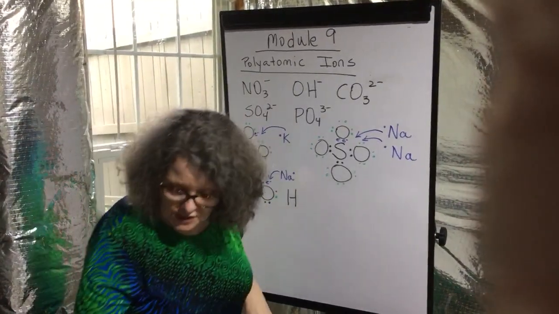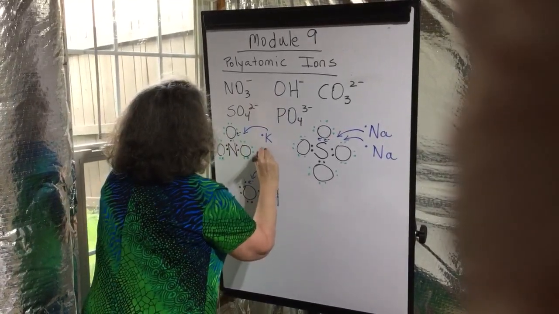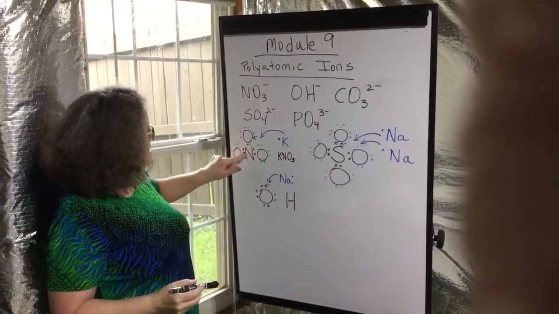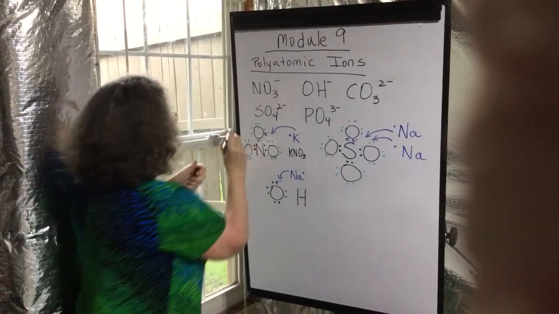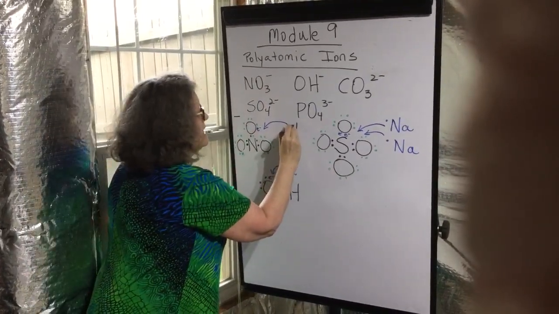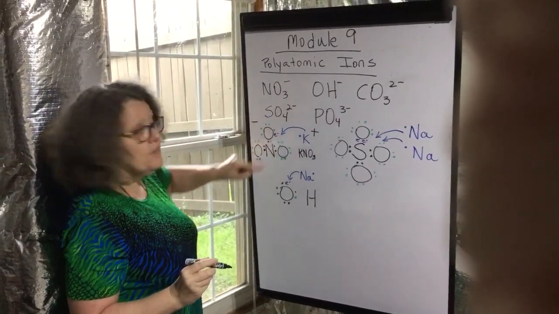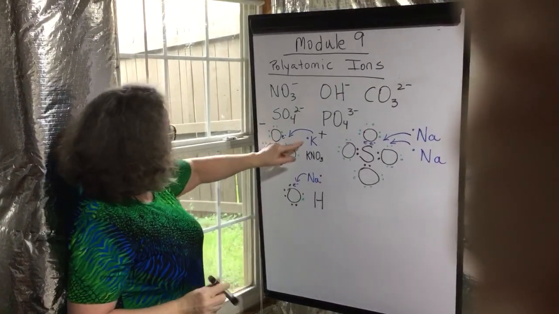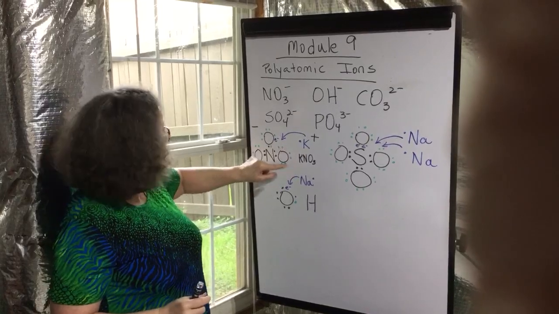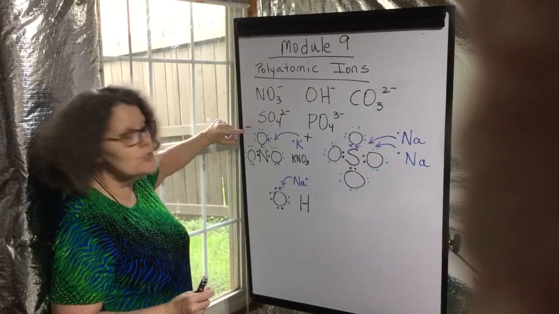So the formula for this would be KNO3, okay? This has a -1 charge because it has an extra electron. The potassium has a positive charge because it's going to give that electron to the oxygen, so this is positive, the nitrate is negative. Remember, opposites attract, but that's where it's getting the extra electron, and this is why nitrate has a negative charge.